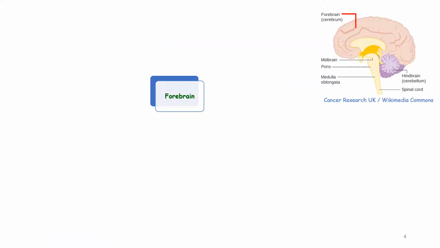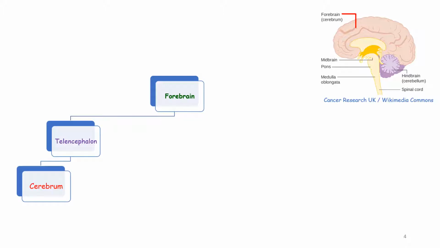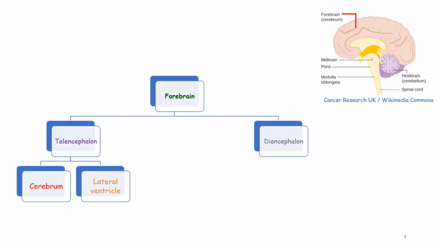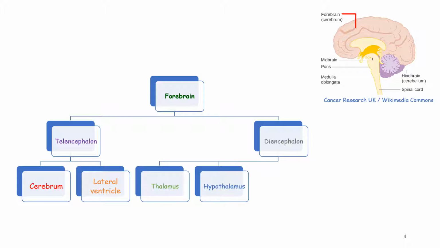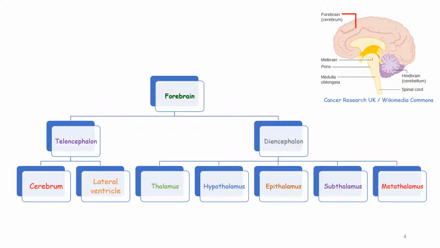The forebrain is by far the largest brain division. The forebrain consists of 2 subdivisions. The telencephalon, which includes the cerebrum, which accounts for about 2/3 of the brain's mass and covers most other brain structures, and the lateral ventricles. Another subdivision of the forebrain is the diencephalon. It consists of structures that are on either side of the 3rd ventricle, including the thalamus, the hypothalamus, the epithalamus, the subthalamus, and the metathalamus.